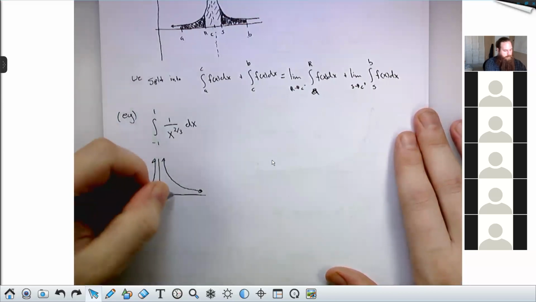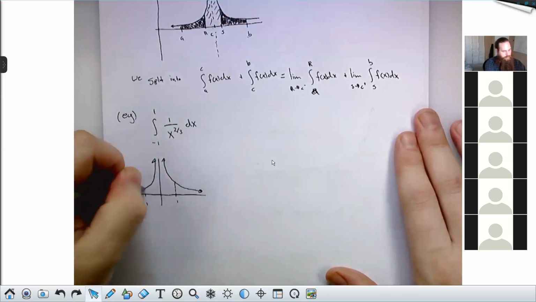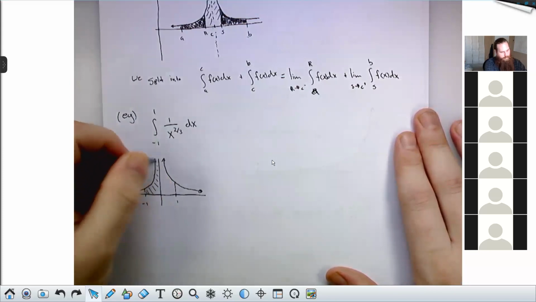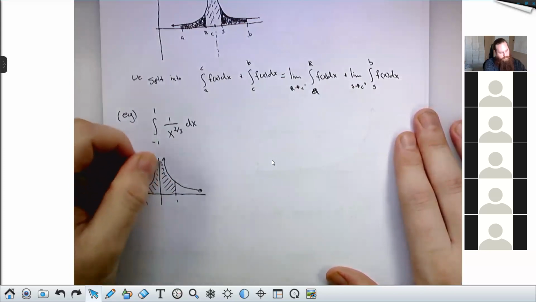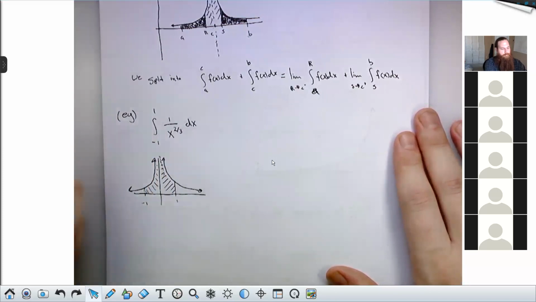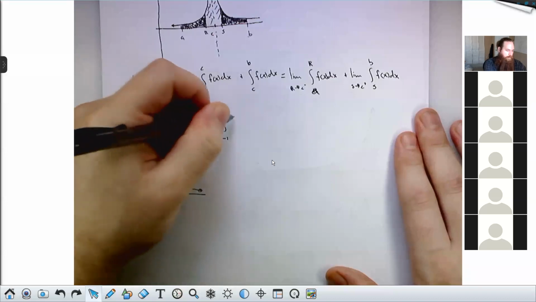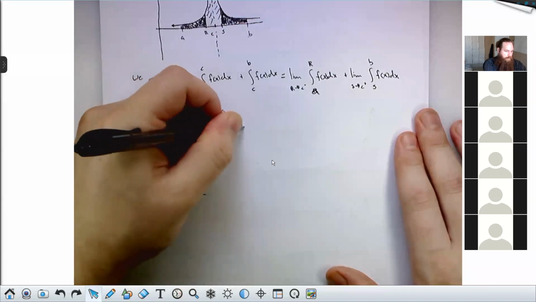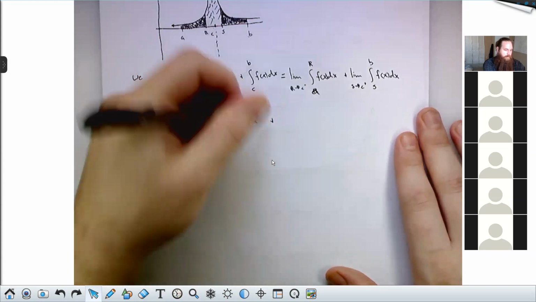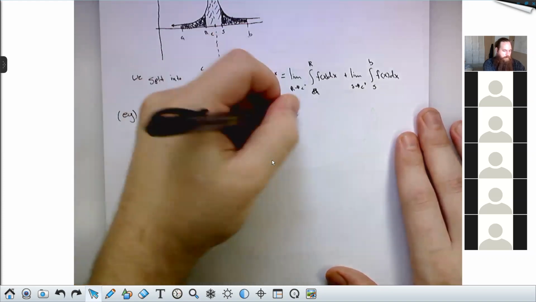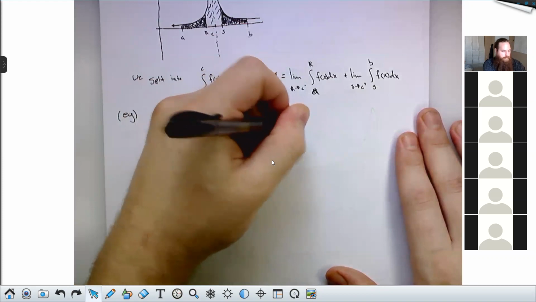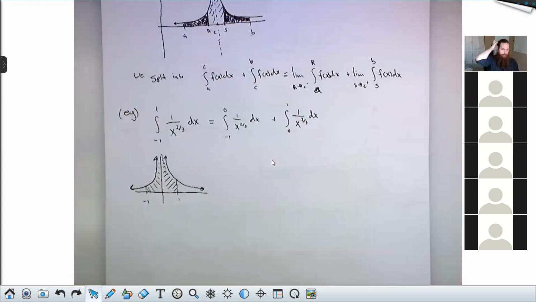And I want to go from -1 to 1. So I've got a problem on the left and a problem on the right. So I split this into the integral from -1 to 0, 1 over x to the 2/3 dx, plus the integral from 0 to 1, 1 over x to the 2/3 dx. And then each of those will get their own limit using their own variable.